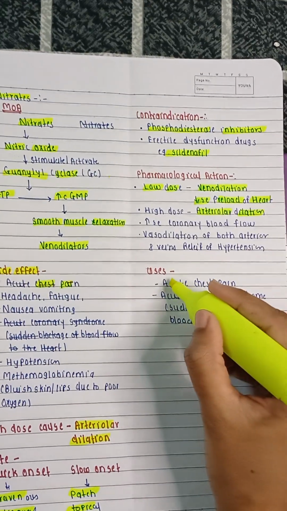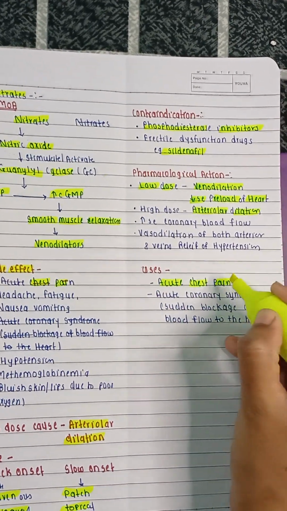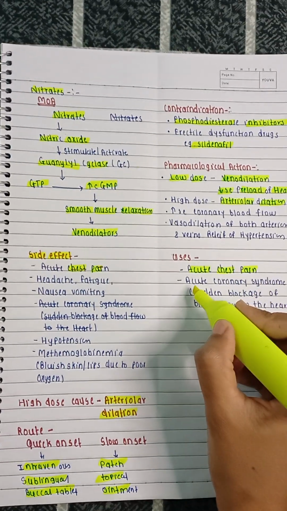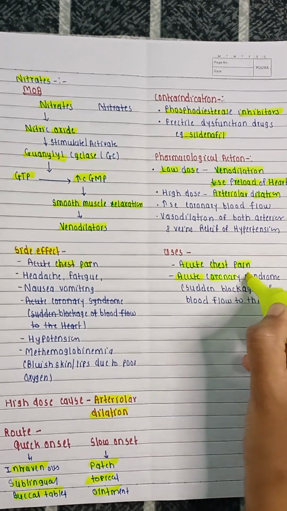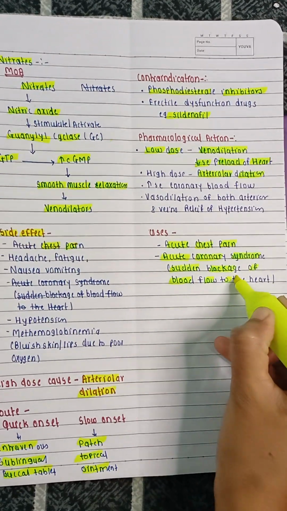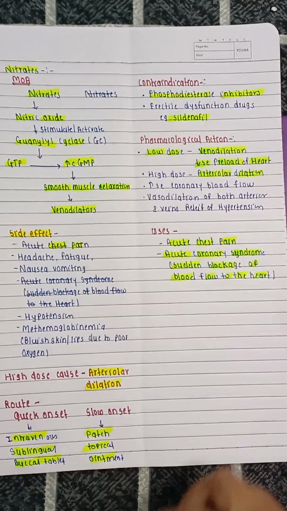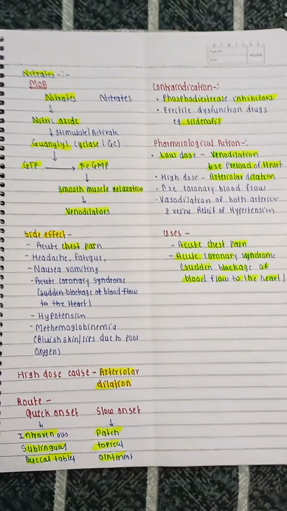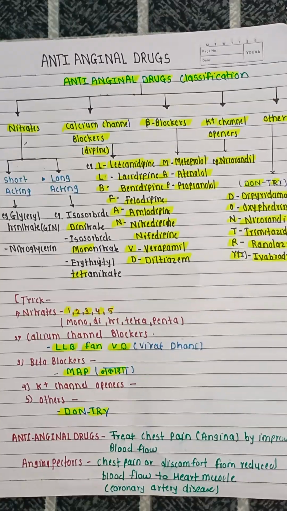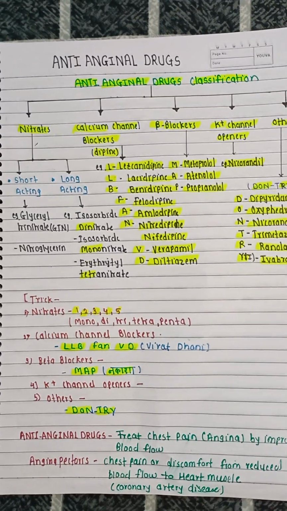And the last use: it is used to treat acute chest pain, that is angina pectoris. And second is acute coronary syndrome, that is sudden blockage of blood flow to the heart. This is the pharmacology of the nitrates and the mnemonics for the anginal drugs. Thank you.